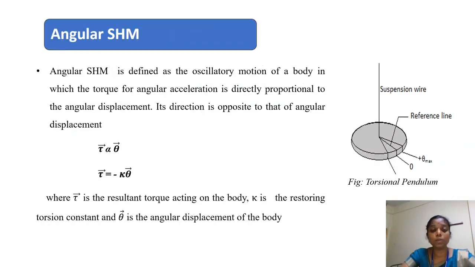Next, angular simple harmonic motion. It is the oscillatory motion in which the torque or angular acceleration is directly proportional to the angular displacement. Its direction is opposite to that of angular displacement. That is, torque is directly proportional to theta. To remove the proportionality, we multiply a constant k. It is the restoring torsion constant. The negative sign represents that the torque acts opposite to the direction of displacement.